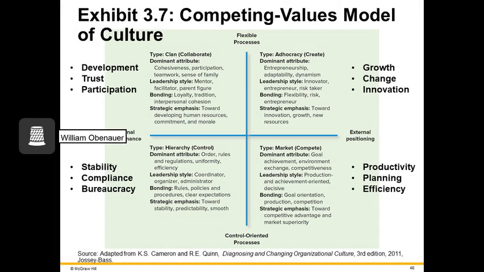So, how can we use our organizational culture to achieve our strategic goals? Well, if we're looking to achieve flexible processes while focusing on internal maintenance, often we'll engage in a culture type called the clan. This is a culture that is intended to collaborate, and it focuses on development, trust, and participation. Now, let's say we want to focus on internal maintenance just like the clan, but we want more control oriented processes. Then we're going to end up in a culture that gets referred to as the hierarchy. And here we focus on stability, compliance, and elements of bureaucracy.